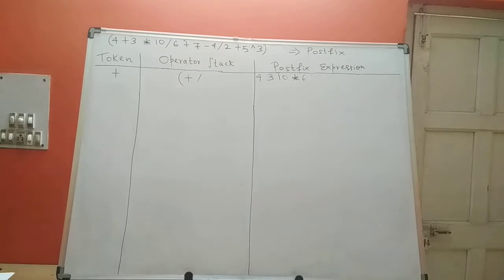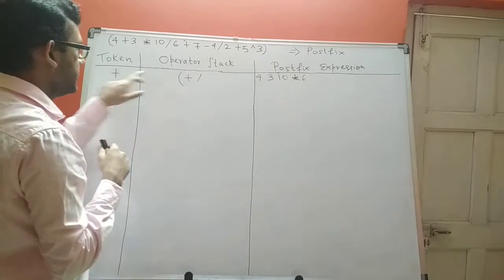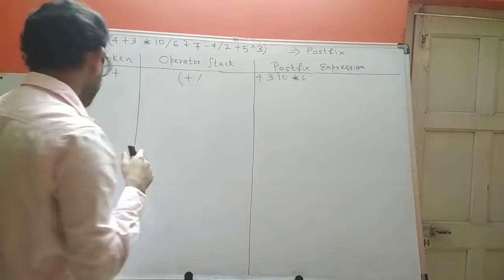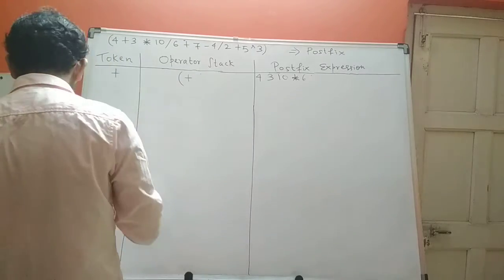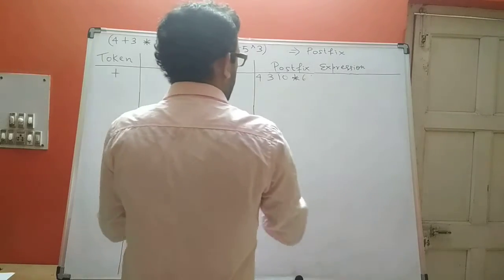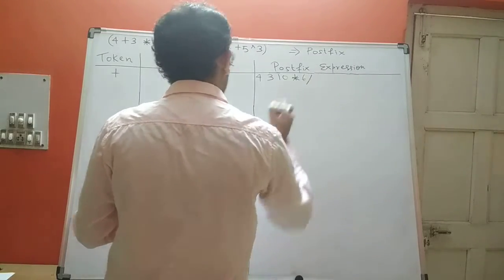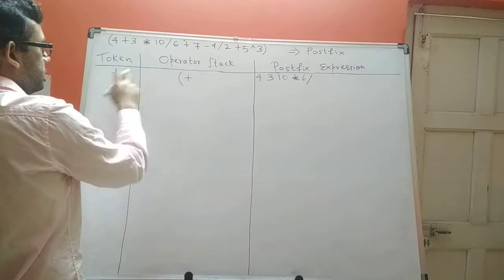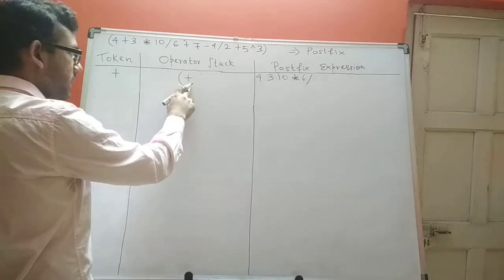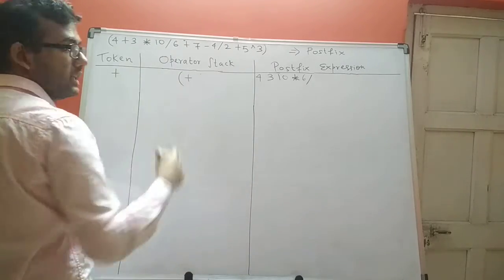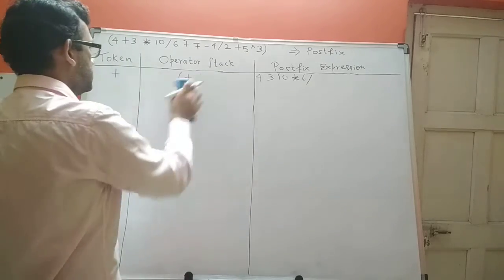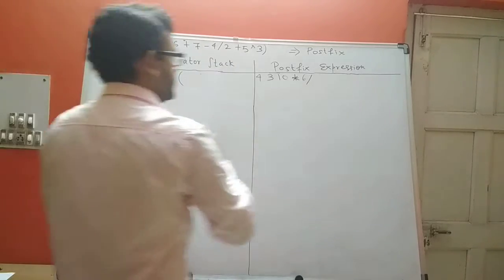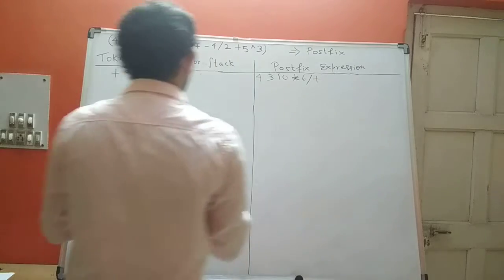Now my current token is plus, but plus does not have higher precedence than division. So what do I need to do? I need to pop division from my stack and add it to the output. Next I'll compare plus with the top of stack. The top of stack is plus itself. These two operators have the same precedence, so this plus cannot be above this plus. So I need to pop from my stack, add it to the output, and check again.